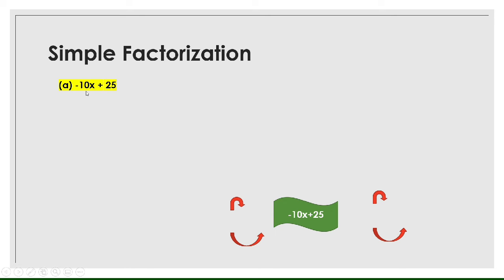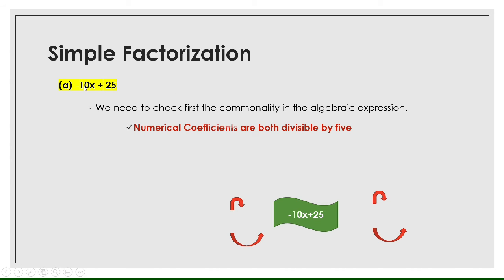But now, what are we going to do? We need to check the first commonality in the algebraic expression. So, what is common to them? Negative 10 and positive 25, they are both divisible by 5. So they can both be divided by 5. And 5 is the greatest common factor for both numbers.